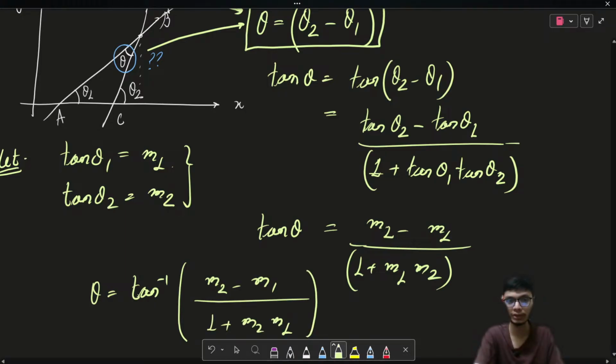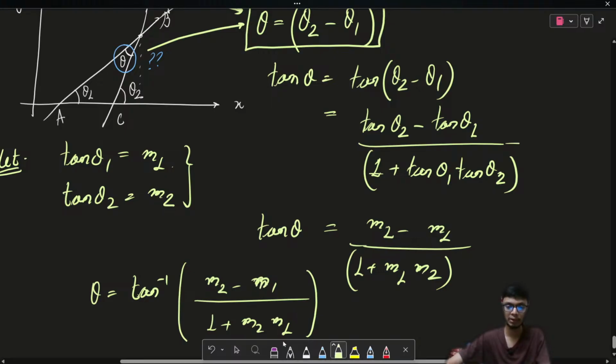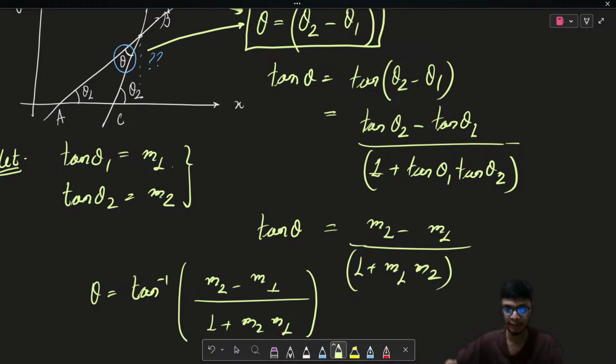Now please note that sometimes it might happen that the difference m2 minus m1 comes out to be negative, right? If this difference comes out to be negative, then theta would come out to be an angle greater than pi by 2, that is, an obtuse angle. However, to avoid that confusion, what we do is put a mod over here, because we always want to find the acute angle between the two lines, right?